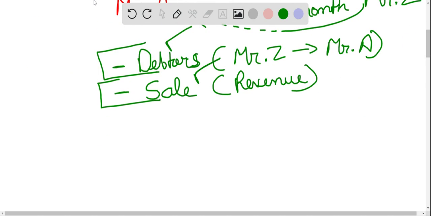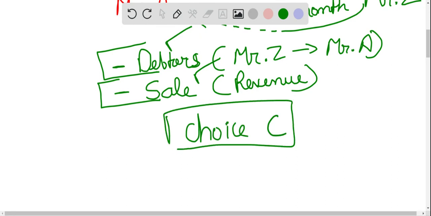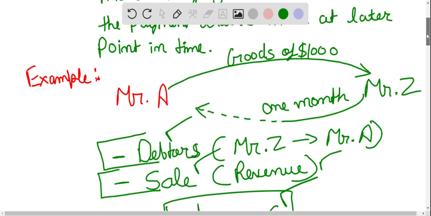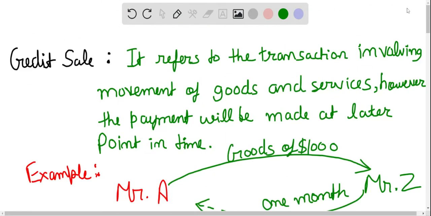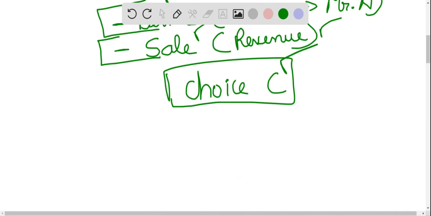However, that matches with our choice C. However, accounts receivable and debtors can be used interchangeably, okay, and sale will remain same. So choice C is the correct answer. However, you can write what I have written so far, but choice C is the correct answer as we have derived. That's all.